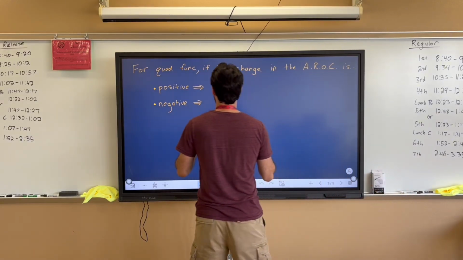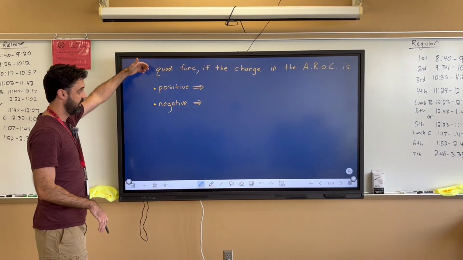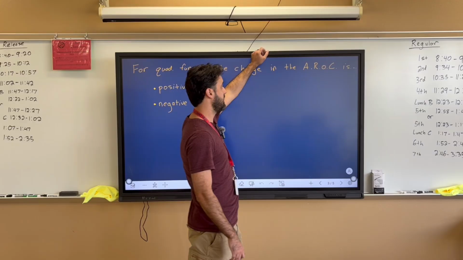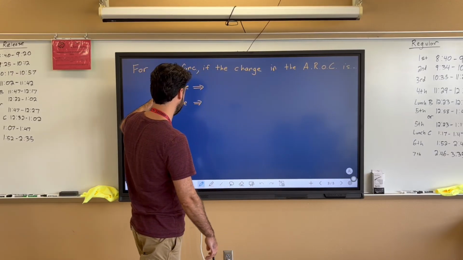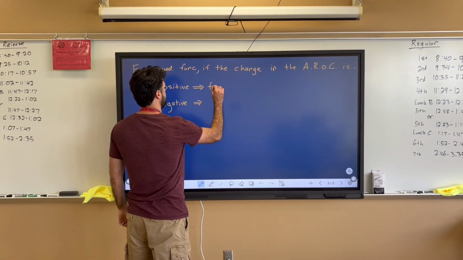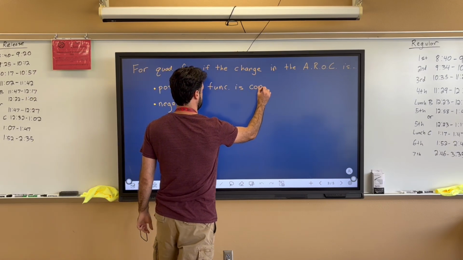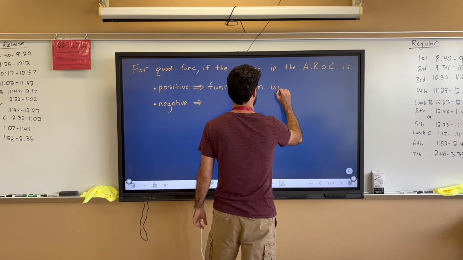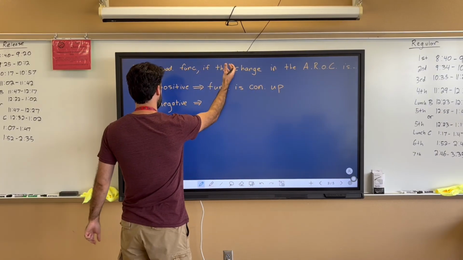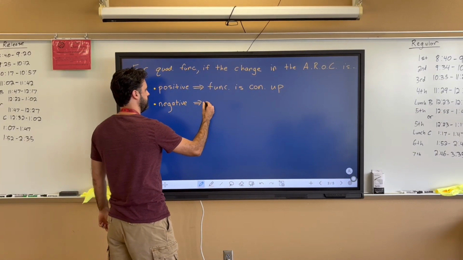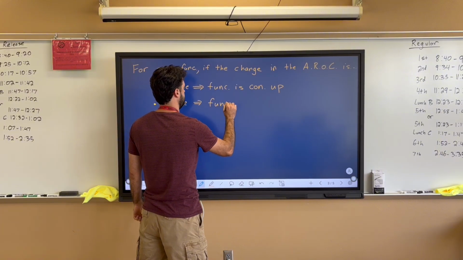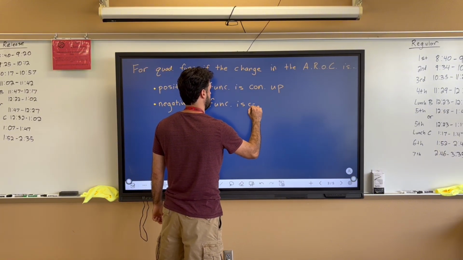All right, so just to spell this out for you guys, for quadratic functions, if the change in the average rate of change is positive, that tells us that the function is concave up or opens up. And then if the change in the average rate of change is negative, well, the function is concave down.